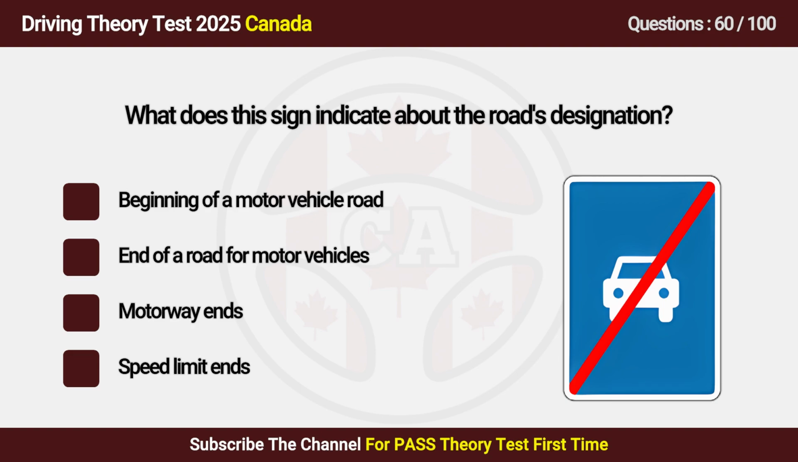A. Beginning of a motor vehicle road. B. End of a road for motor vehicles. C. Motorway ends. D. Speed limit ends.